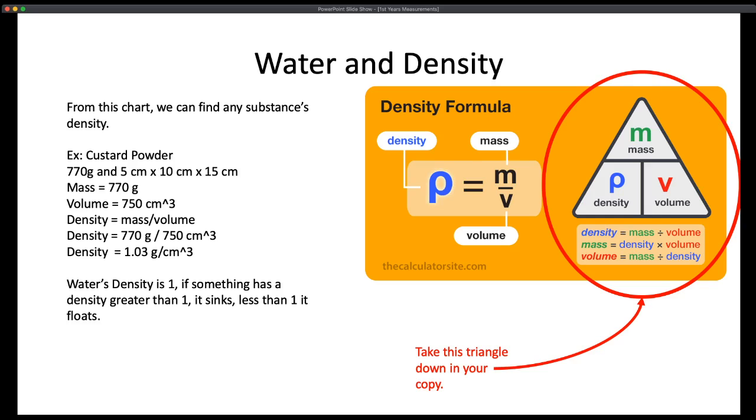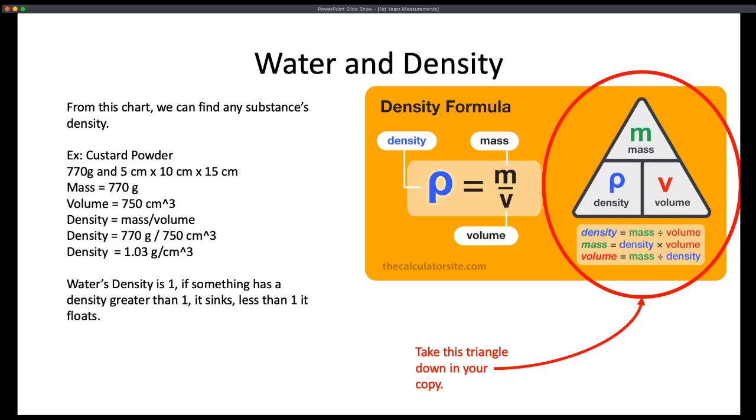So mass is equal to density times volume, or if you're trying to find volume, mass and density are over top of one another, that means divide. Mass divided by density equals volume. So you should have this in your copy already from last week.